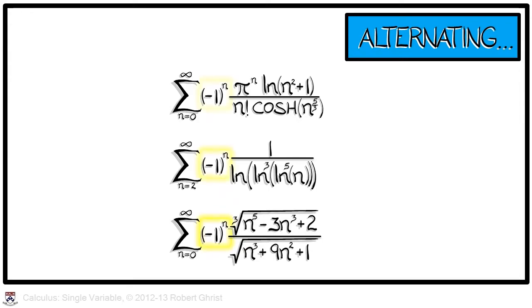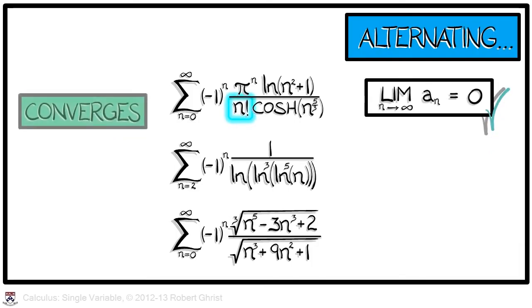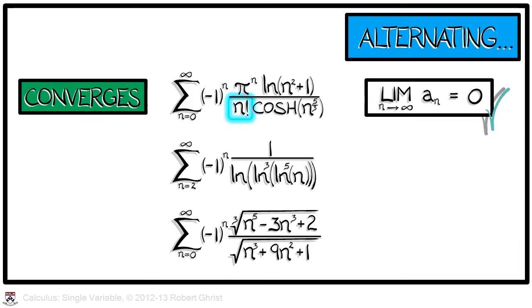All three of these are alternating series, and hence the alternating series test applies. The first is the sum of -1 to the n, pi to the n, log n squared plus 1 over n factorial times hyperbolic cosine of n to the 5/3. Now, looking at this, it's pretty obvious that the n factorial term dominates all others. Hence, the limit of the a sub n's is 0, and this series converges.